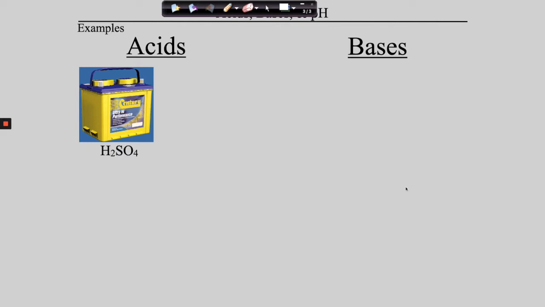Guys, it turns out the battery acid is actually sulfuric acid. It's H2SO4. And you'll notice that in H2SO4, there are actually 2 hydrogens, which makes this an especially acidic substance.